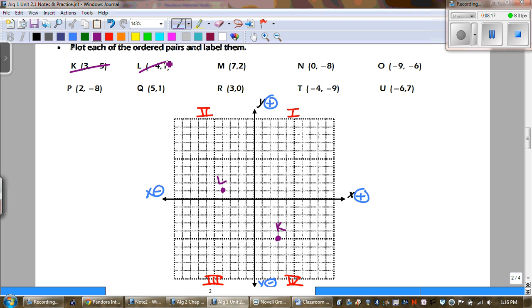I'll do 2 more with you, okay? M, positive 7, I go 5, 6, 7, up 2, there's M, and then N is 0, negative 8, 5, 6, 7, 8. Okay, the rest of these I want you to do them all on your own. Go ahead and pause the video, and good luck.